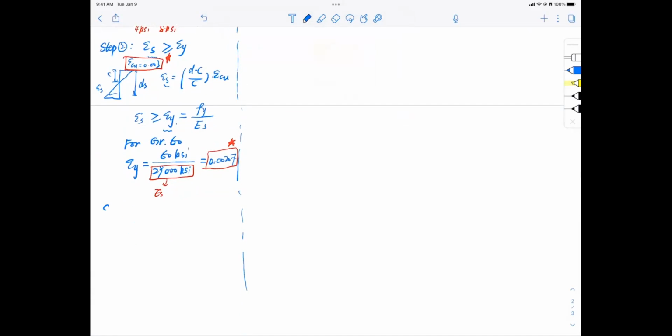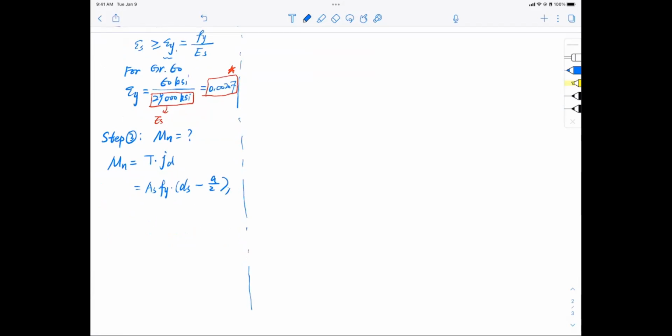Step 3: once you confirm that, oh good, you can try to find your moment capacity Mn here. So how do you find Mn? Mn is equal to T, which is tension, or compression Cc, multiplied by the lever arm jd. So in this case it is As fy multiplied by distance ds minus half a, and you have most of the values to calculate Mn.